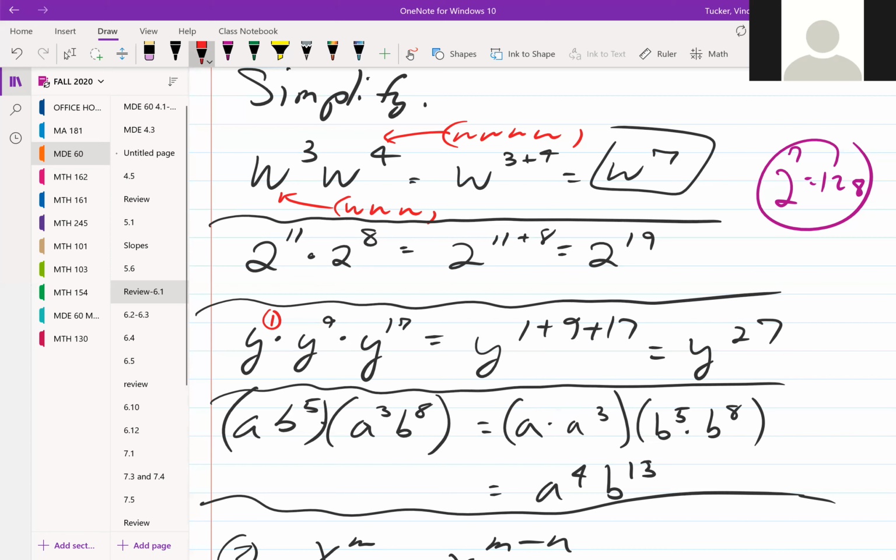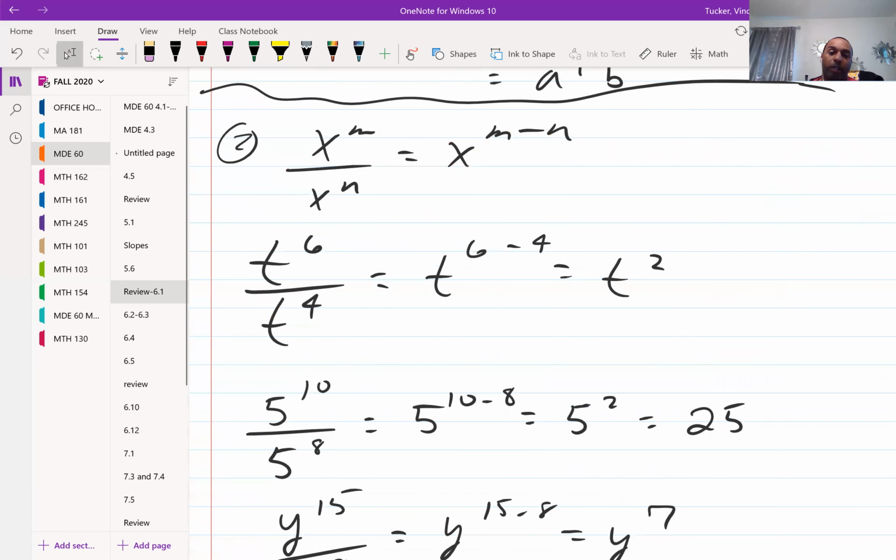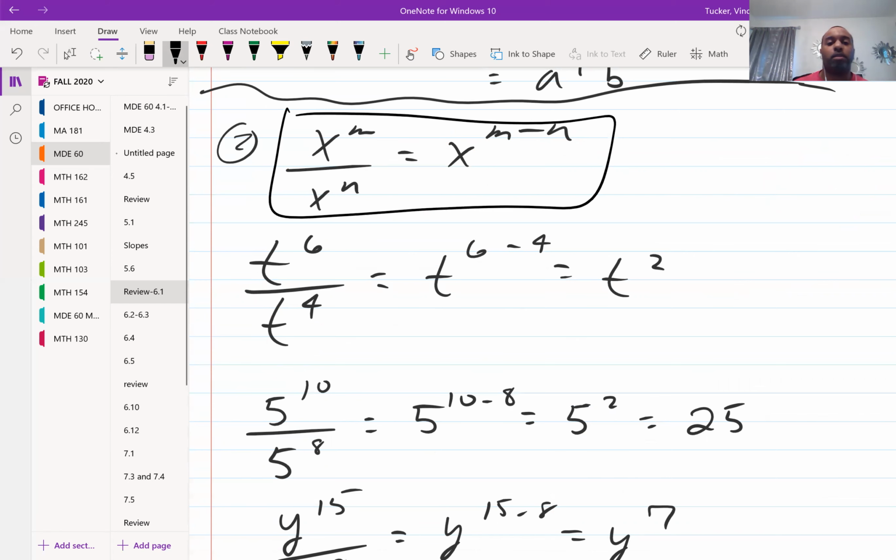All right. Anybody holding on to these before we go to the next one? So in division, with multiplication we were adding our exponents, and with division we subtract our exponents. So this rule right here: t to the 6th divided by t to the 4th. That means you subtract those exponents. 6 minus 4, t to the 2nd.